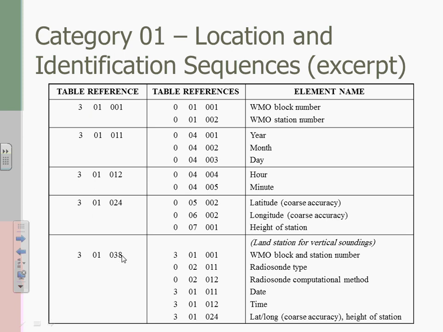So you'll see 301001 here. Once again, you need to go back here, and you would know the table B element descriptors. This is a template for a radiosonde station for vertical soundings, and it consists of the WMO block and station number, radiosonde type, radiosonde computational method, and date, time and location.